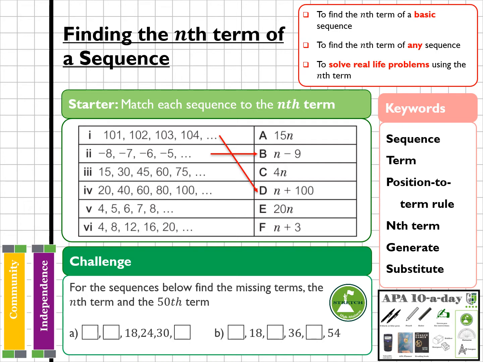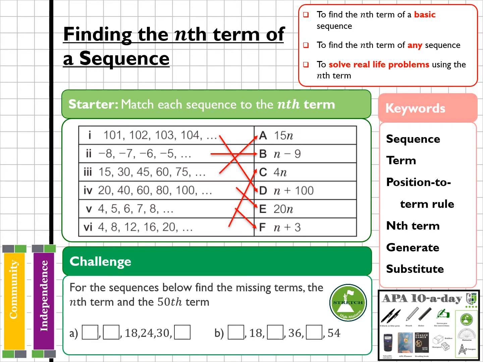For the third answer, you get 15n. As we discussed, as soon as I have a number in front of the n, I'm looking at the times table of that number, which leads us onto the fourth one, which is 20n. It looks like we're adding 3 each time to this one, to our positions. So this one is n plus 3. And the very last one is our 4 times table, so it's 4n.